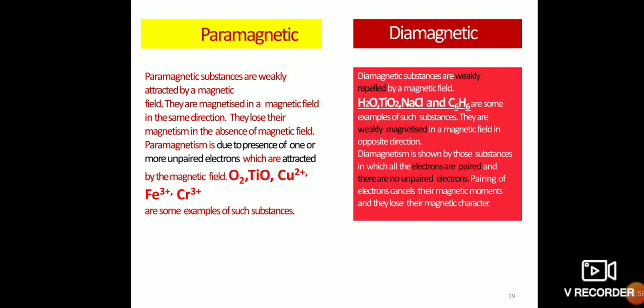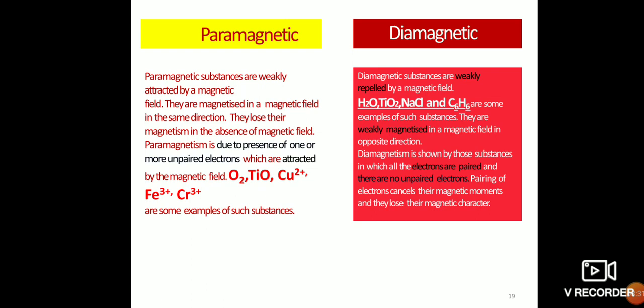Oxygen is not a solid, so why am I taking oxygen here? Because of its exceptional behavior. Oxygen seems to be diamagnetic due to an even number of electrons, but when we see the molecular orbital diagram of oxygen, it is very clear that oxygen is paramagnetic. It has unpaired electrons in its antibonding molecular orbitals.